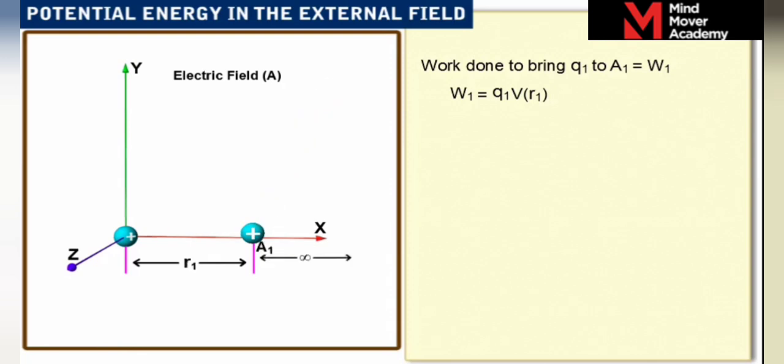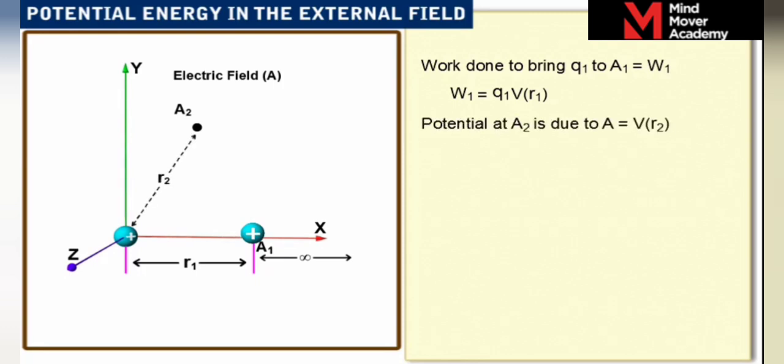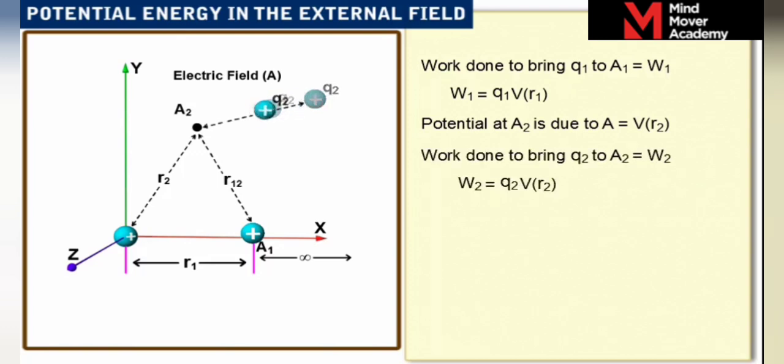Now let us consider another point A2 in the electric field, whose position vector with respect to the origin is r2, and the external potential at the point is V2. Let the distance between points A1 and A2 be R12. Let us bring another charge Q2 from infinity to the point A2 in the electric field, and let the work done in this process be W2. Hence, work done to move the charge Q2 from infinity to the point A2 is Q2 into V2.